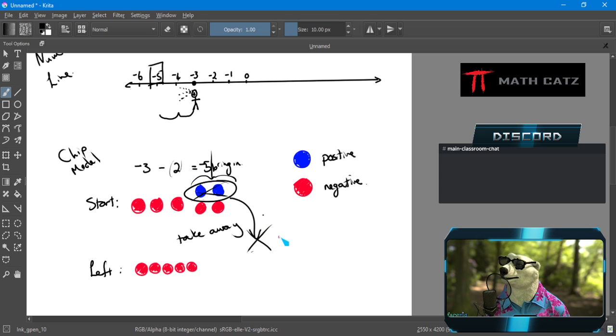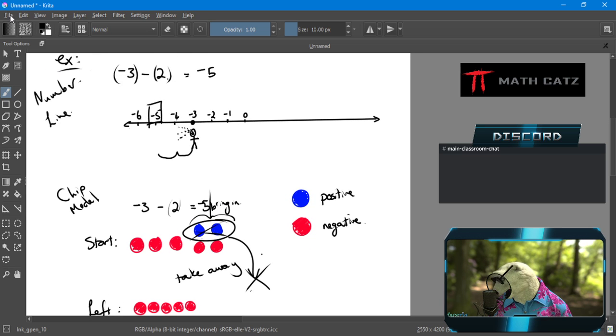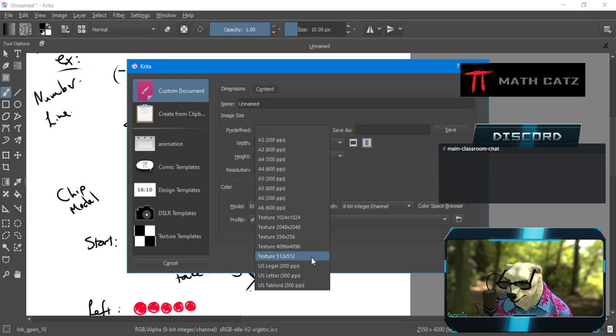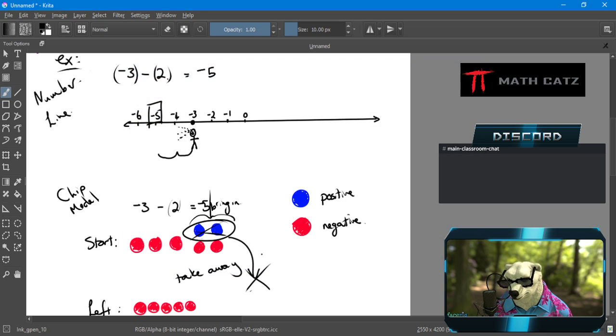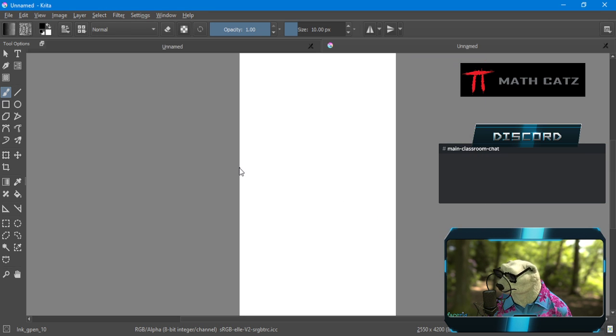Okay, so now let us make that second number a negative number. What should we do with the first number?